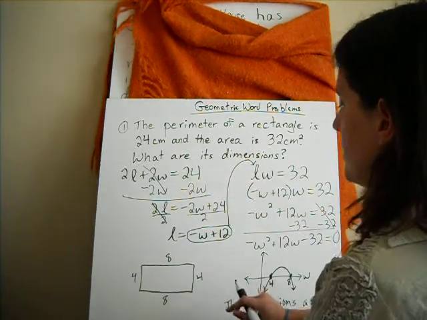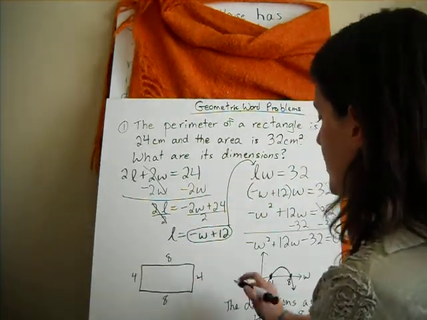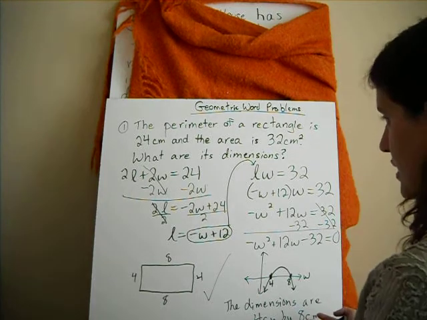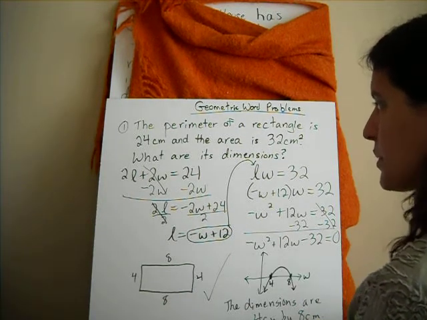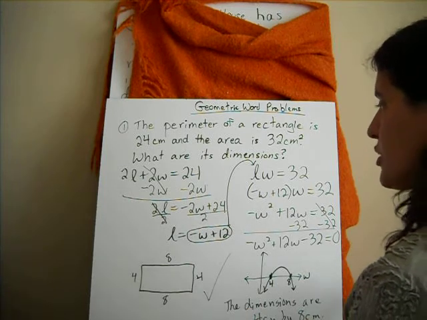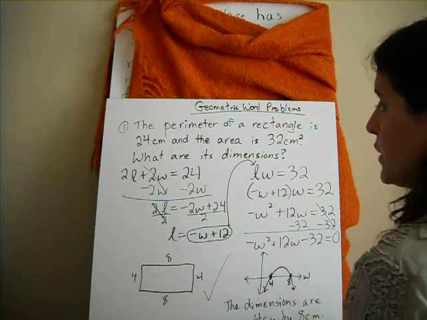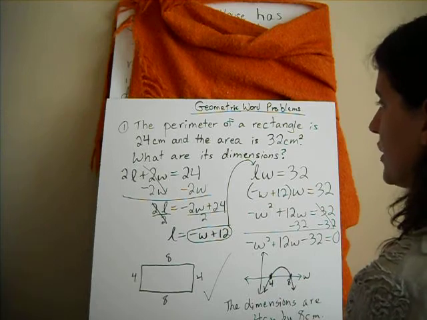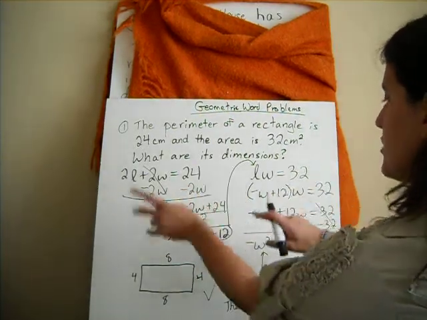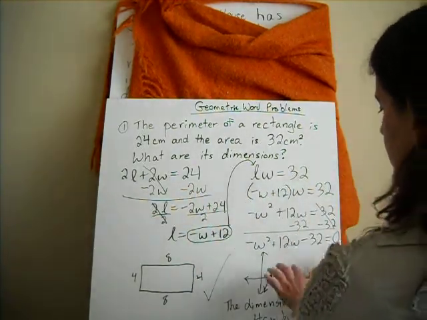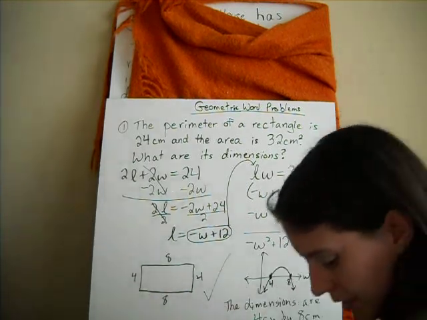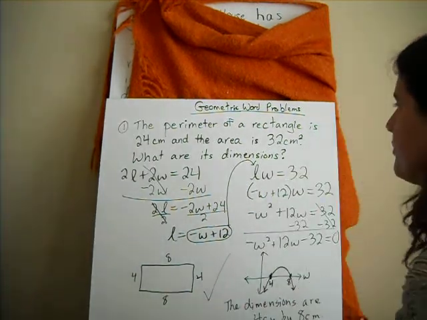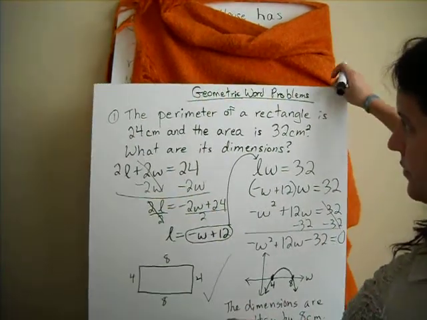The area is supposed to be 32. 4 times 8 is 32, so this definitely works, and these are your solutions. And this is, in my opinion, your most basic geometric quadratic word problem. You are given the perimeter and the area, you have to know those formulas, do substitution, solve your quadratic, and get your dimensions. The next one is a little bit tricky.